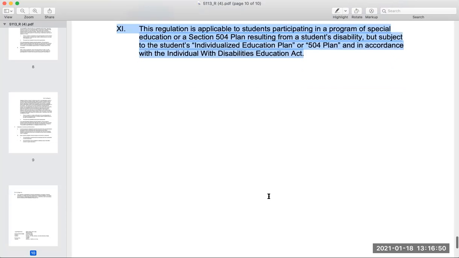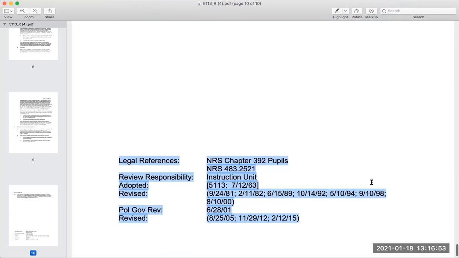Legal references. Review responsibility, adopted, revised. NRS Chapter 392 Pupils. 5113, July 12, 63, September 24, 81, February 11th, 82, June 15th, 89, October 14th, 92, May 10th, 94, September 10th, 98, August 10th, 00, June 28th, 01, August 25th, 05, November 29th, 12, February 12th, 15.